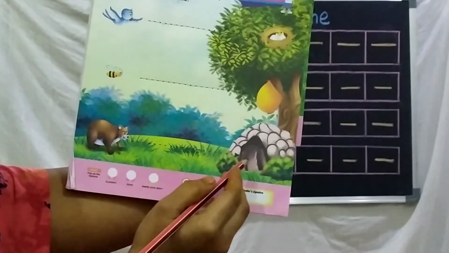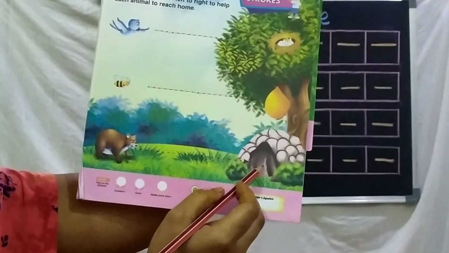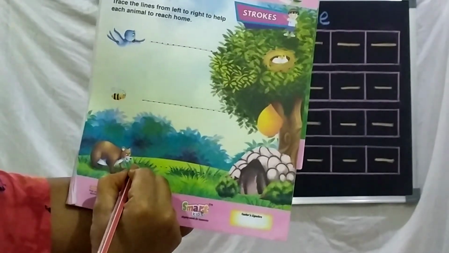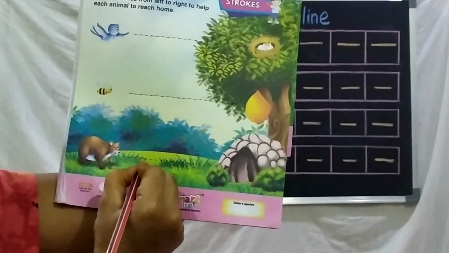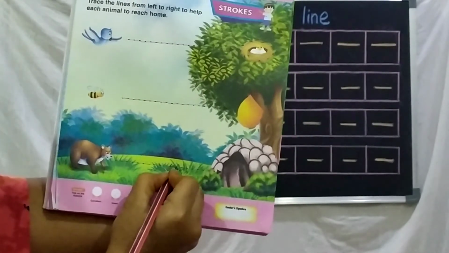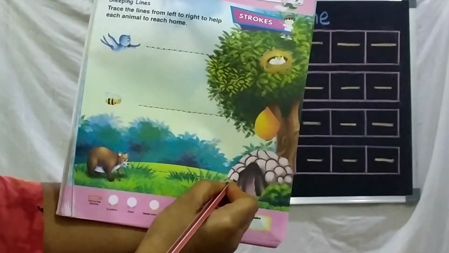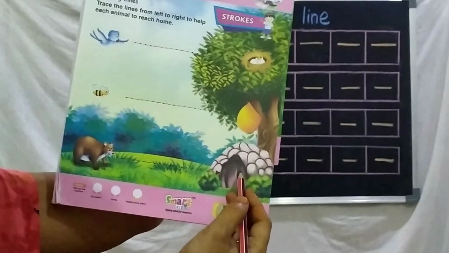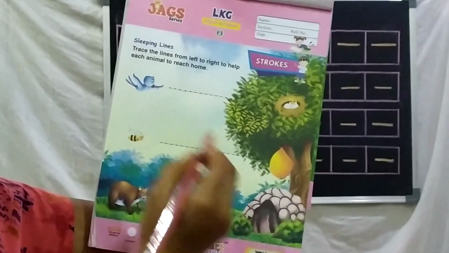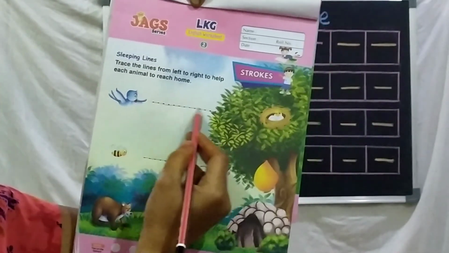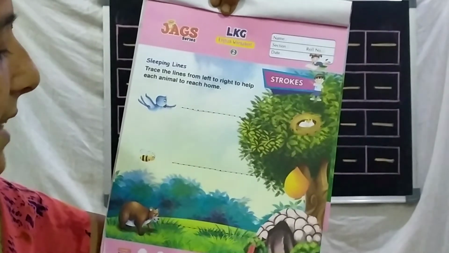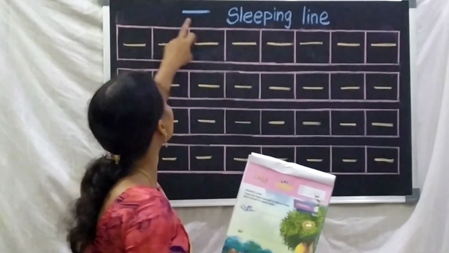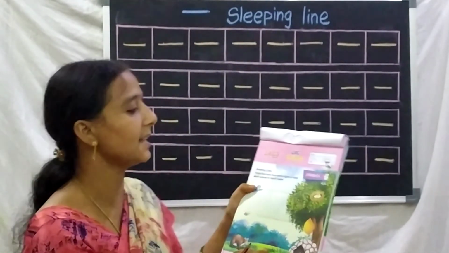Next, what is this, children? Bear. The bear wants to go to the den. So help the bear to reach the den. Join the dots here. Join, all of you. Like this, bear. Help the bear to reach the den. See here. How it's looking, all the lines like a sleeping line. So today we completed this sleeping line.